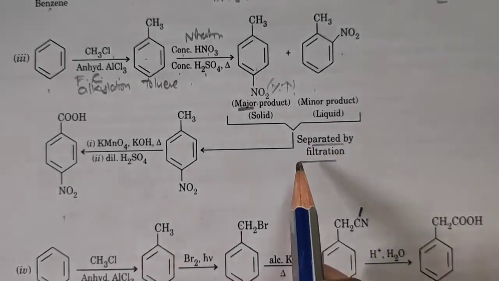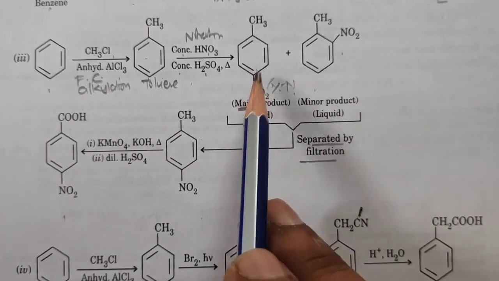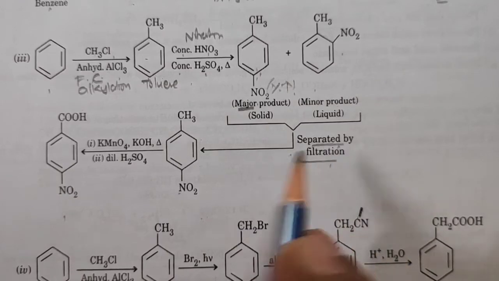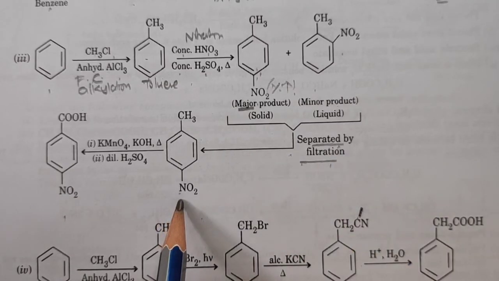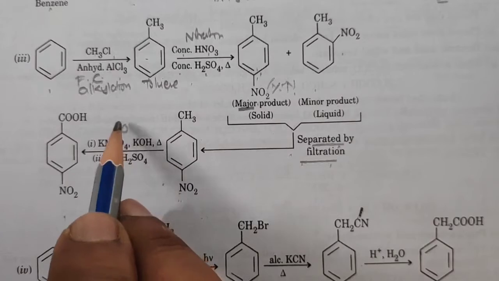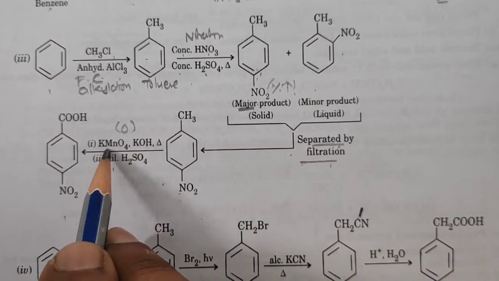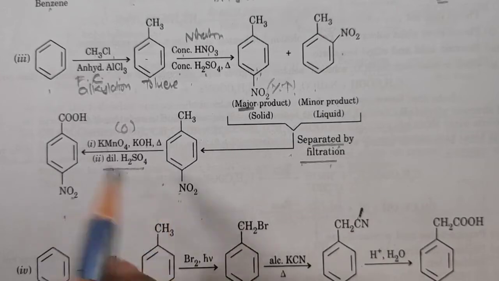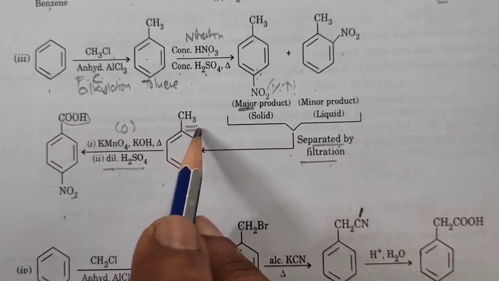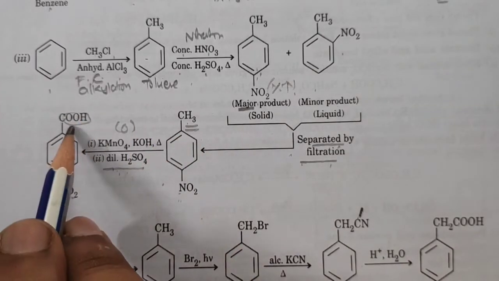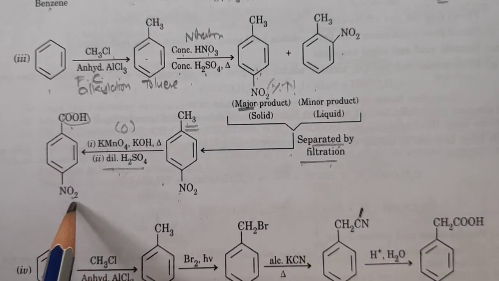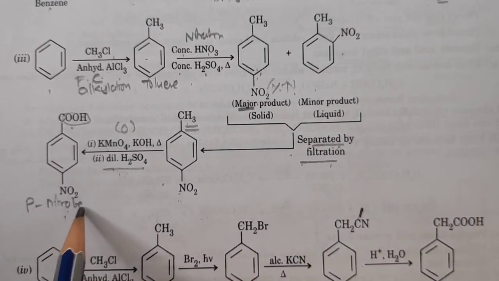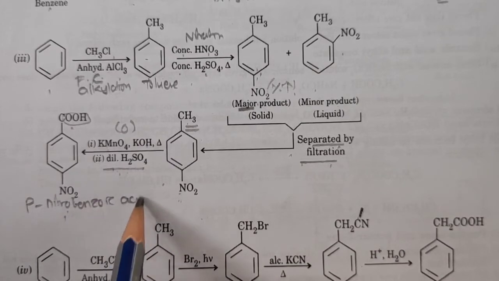Then filtration technique, less boiling point. So what will happen, this will get separated first. So separated by filtration, you will get the para product, that is the major product, which on oxidation with alkaline KMnO4, followed by dilute HCl, you will get, now this CH3 group gets converted to COOH, that is para-nitrobenzoic acid. Para-nitrobenzoic acid is formed, right?